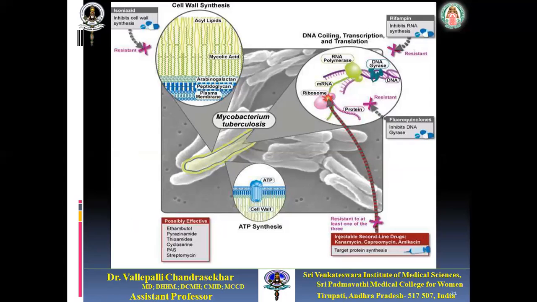Okay, so this picture we have noticed in pharmacology also, right? This is the mechanism of action of TB drugs. Isoniazid inhibits cell wall synthesis, rifampicin inhibits RNA synthesis. Then injectable second line drugs like kanamycin, capreomycin, amikacin are targeting protein synthesis and ATP synthesis. So this is the mechanism of action.